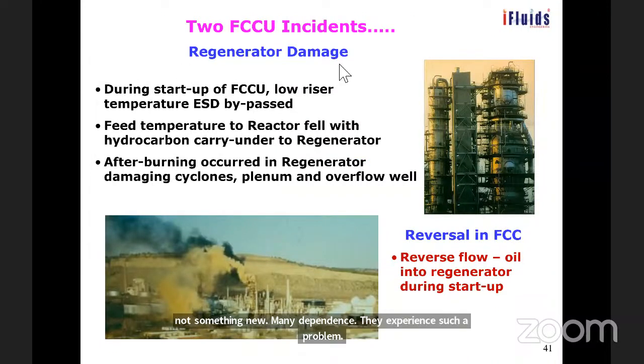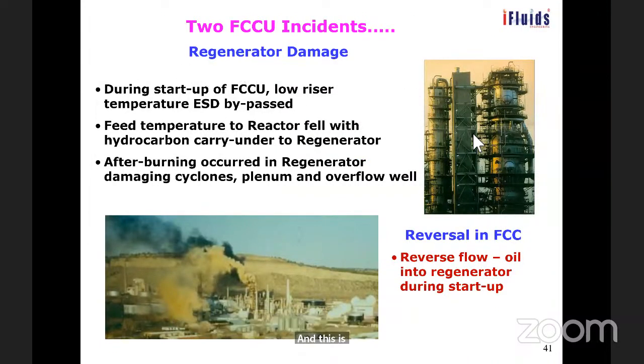And this is another thing, regenerator, fluidized catalytic cracking unit. They were starting up the FCC, low riser temperature ESD bypassed, and water feed temperature in the reactor fell with hydrocarbon carryover to the regenerator, and afterburning occurred in the regenerator and damage to cyclones, premium no flow.